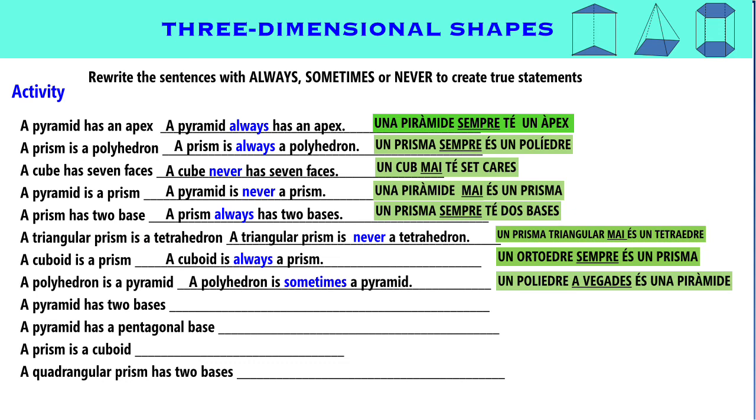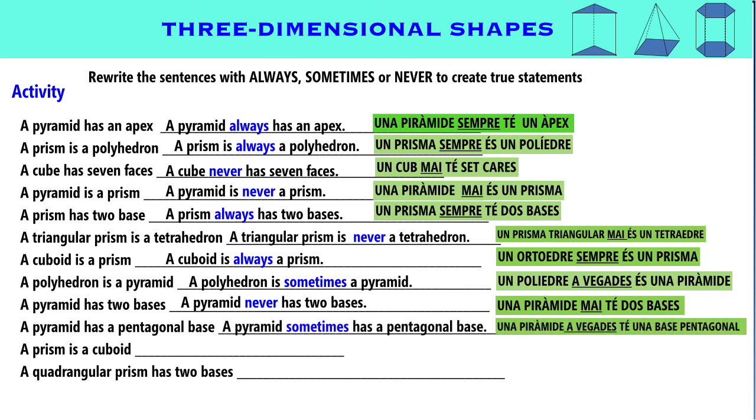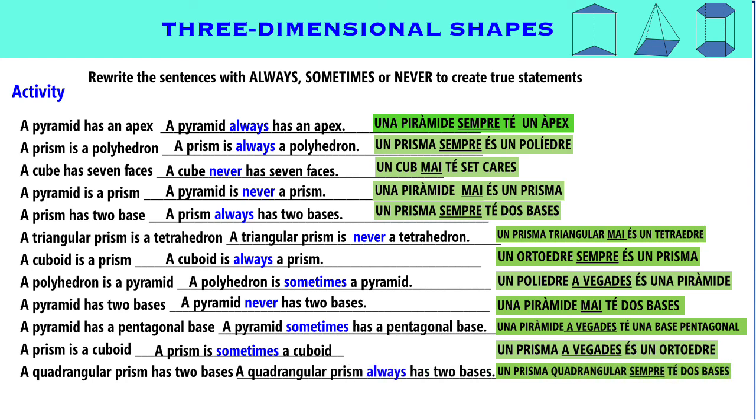A polyhedron is sometimes a pyramid. A pyramid never has 2 bases. A pyramid sometimes has a pentagonal base. A prism is sometimes a cuboid. A quadrangular prism always has 2 bases.